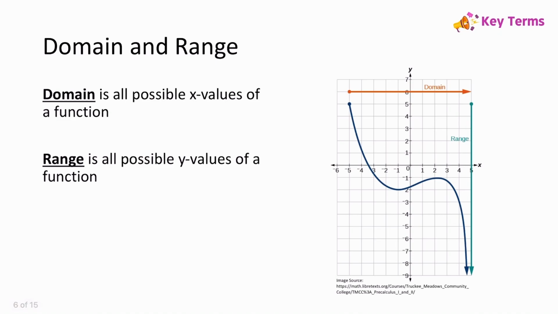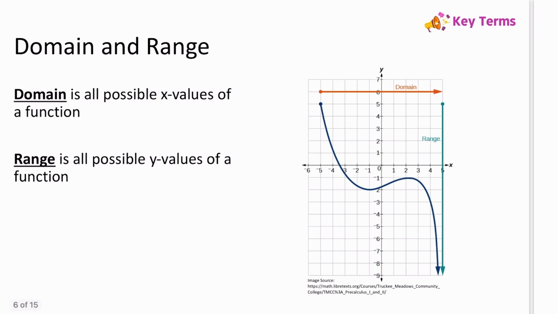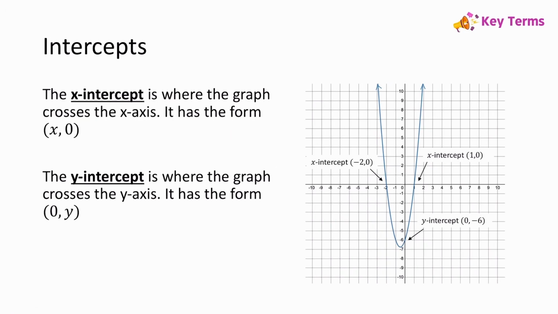So remember domain and range. So remember the domain is all possible x values of a function, and the range is all the possible y values of a function. We can also talk about the intercepts of a function. Remember the x-intercept will be anywhere the graph crosses the x-axis. So you can see in this example, it has 2 x-intercepts, and notice that at the x-intercept, the y value will be 0, right? So we have an x-intercept at (-2, 0) and (1, 0). The y-intercept will be where the graph crosses the y-axis. So at this point, the x-coordinate is going to be 0, okay? So notice this graph has a y-intercept at (0, -6).